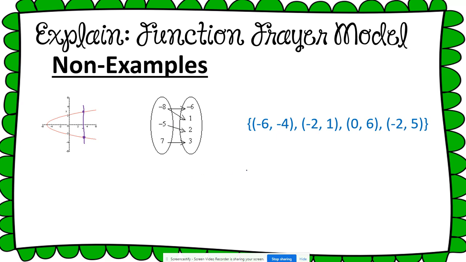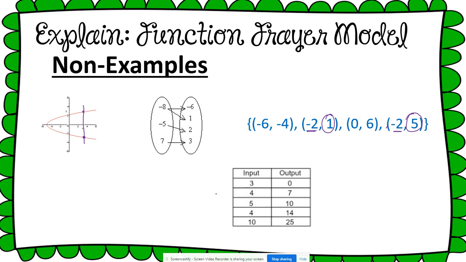In this set of ordered pairs, (-6, -4), (-2, 1), (0, 6), and (-2, 5), we have an input of -2 that has an output of 1 and also an output of 5. Because that input of -2 has two different outputs, that would not be a function.